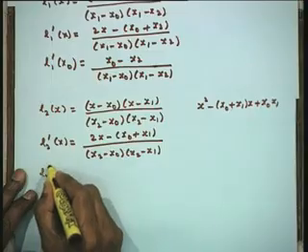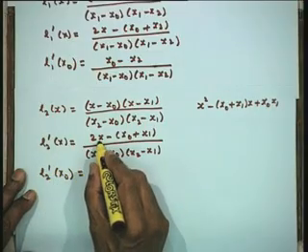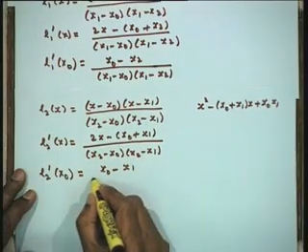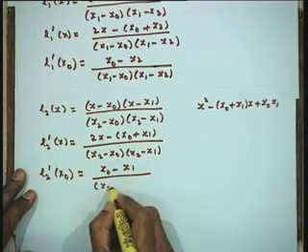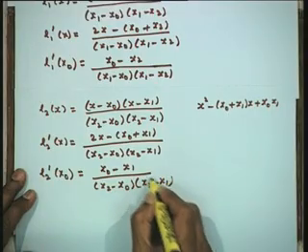Therefore, again I can evaluate this at any nodal point or non-nodal point. I get 2x0 again minus x0, that is x0 minus x1, divided by (x2 minus x0)(x2 minus x1).